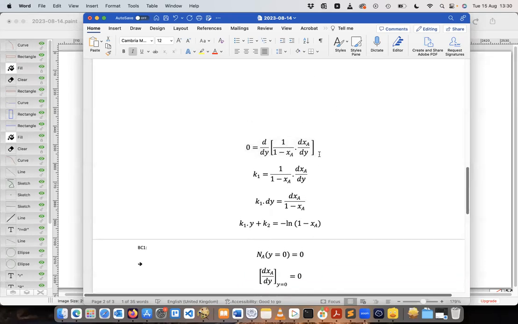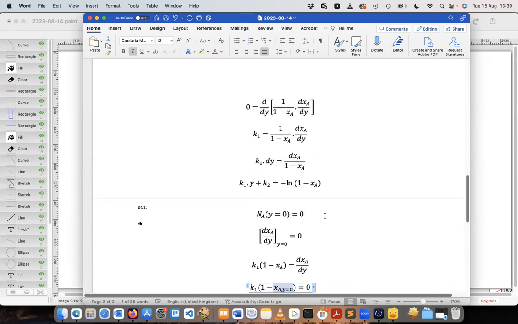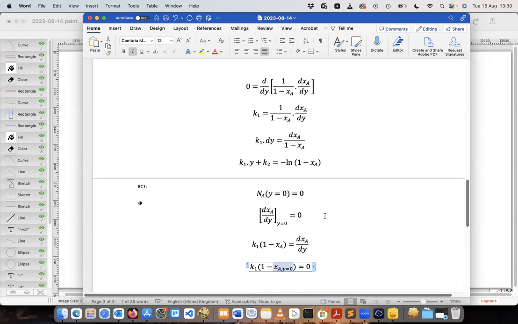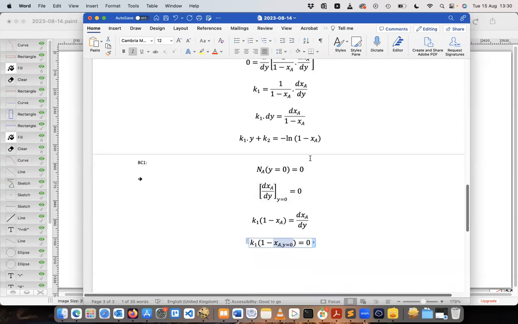Let's see, so at this point, the first integral, K1, that's what we have, and then just separate the variables. It all looks fine, K1 y, then that's fine. And here, this boundary condition, we are trying to make use of this boundary condition. So at y equals 0, the flux is 0. So the gradient is 0, which we said last time. And now we want to try and use this.